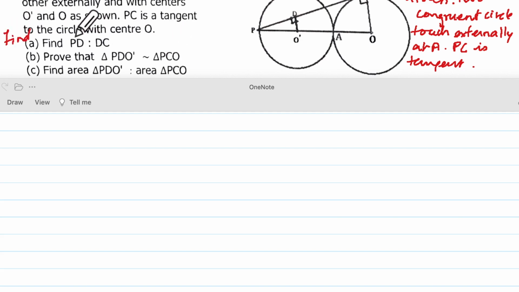find this, just write this also. Have you written this?